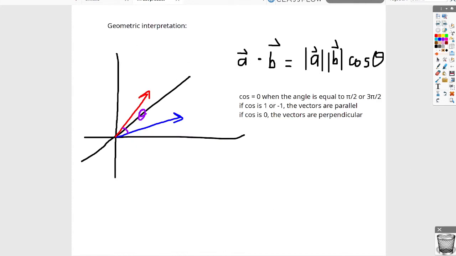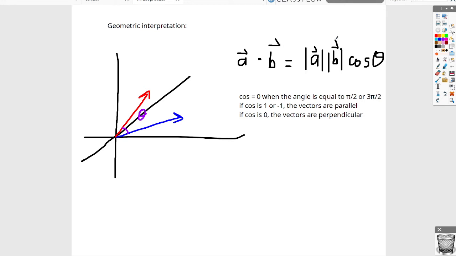A dot B, yeah, this is the geometric formula for your interpretation: A dot B equals |A||B| cosine theta. So this is your geometric formula for the dot product. This will only give you the magnitude. Actually, it doesn't matter, because A dot B gives you the magnitude anyways.